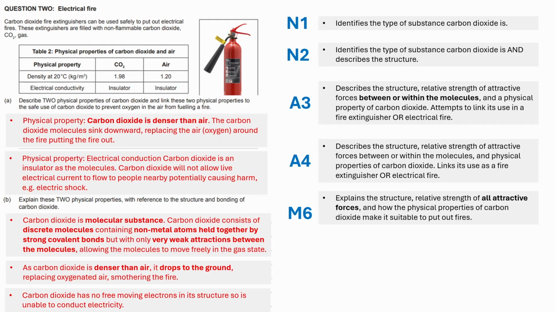Okay, and link that to its use to put out a fire. And M5 is going to be, we missed a wee bit of this explanation here. Maybe we didn't write discrete molecules. Maybe we weren't as clear as we could have been. They'll give you an M5. So that's how we get an N1 to M6.